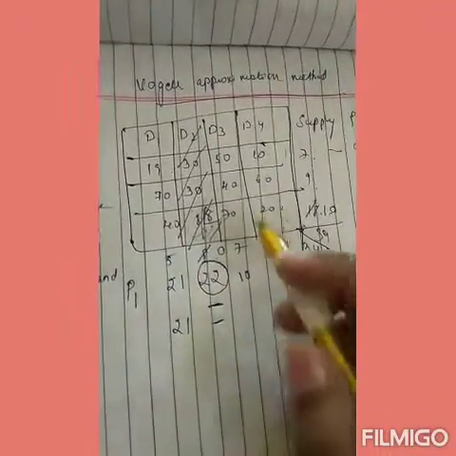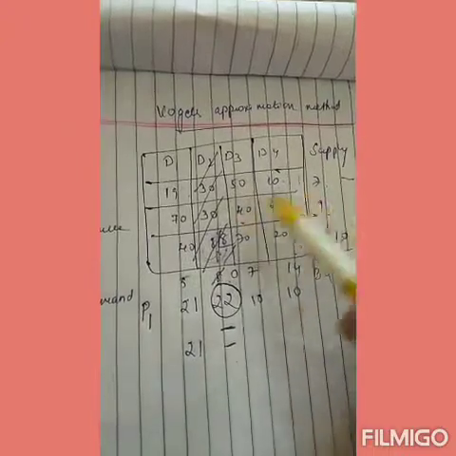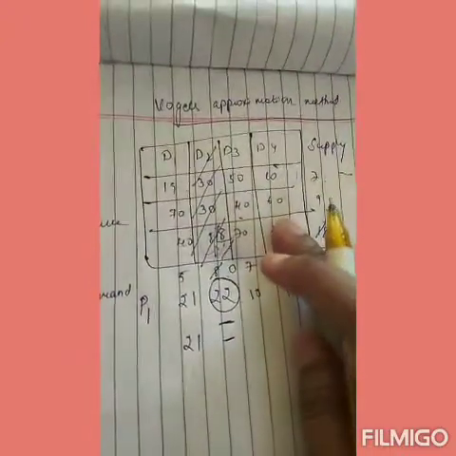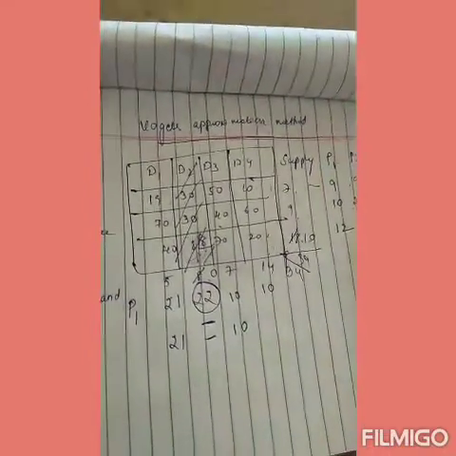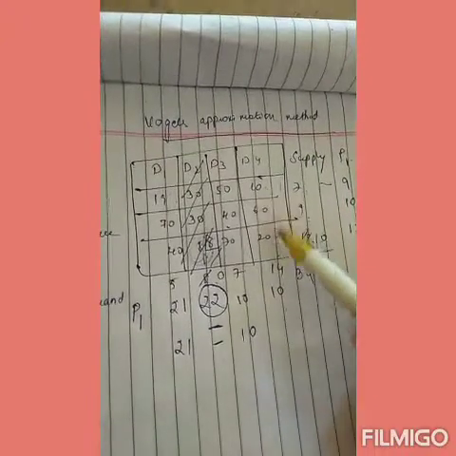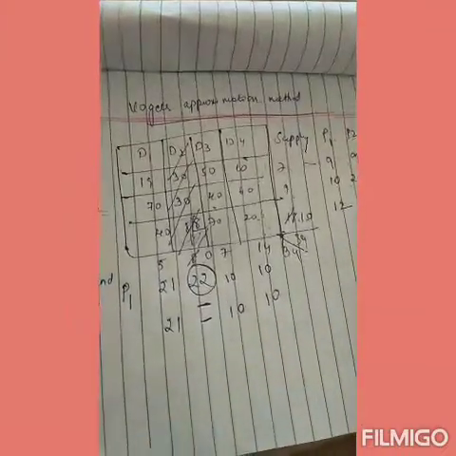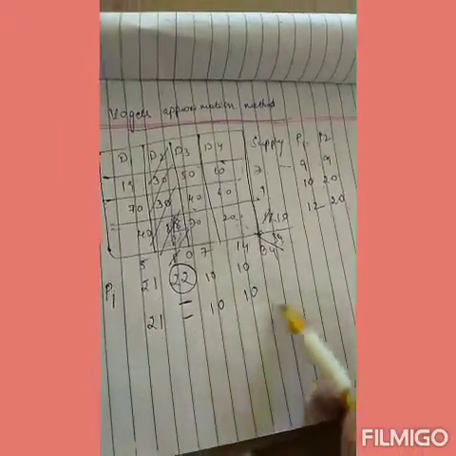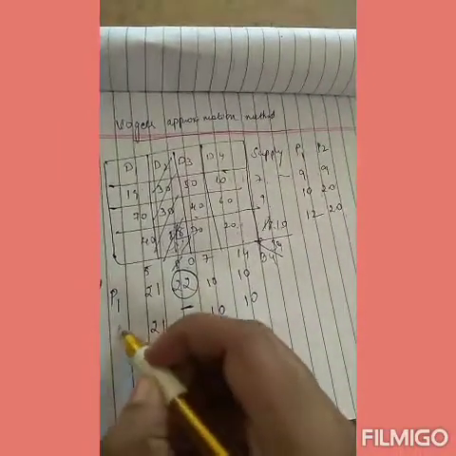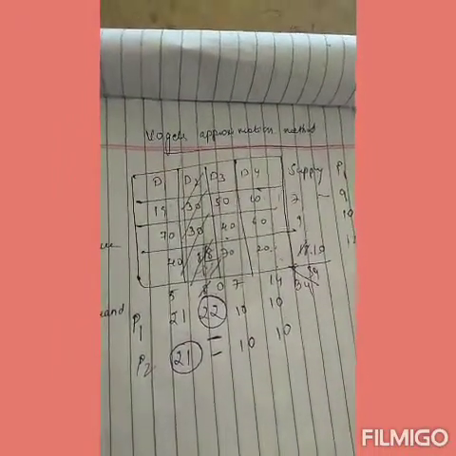Okay, and next, first minimum 40, second minimum 50. So 50 minus 40, 10. And next, first minimum 10, second minimum 20. So 20 minus 10, 10. Okay, so the penalties are 9, 20, 20, 21, 10, 10. In all these numbers, which is the maximum value? 21 is the maximum value.